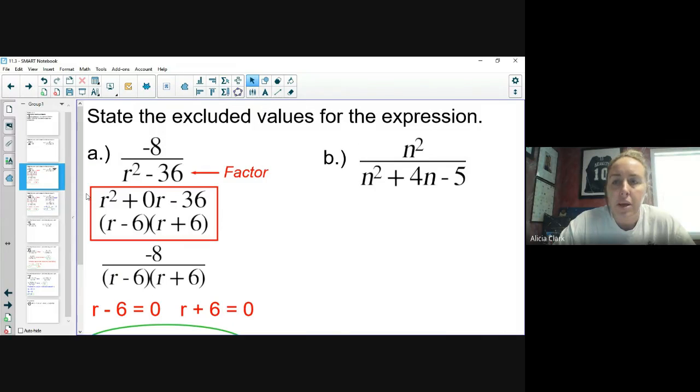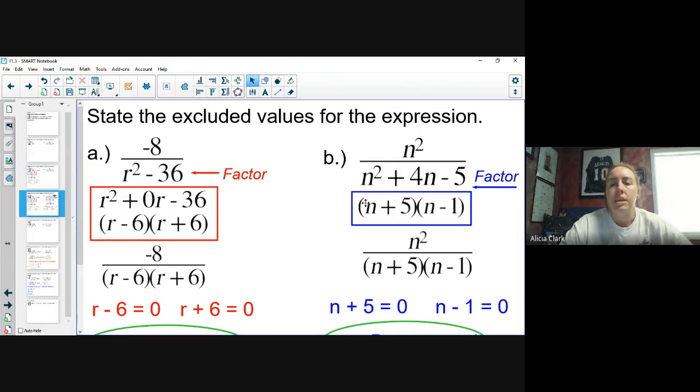Okay. So for example B, you'll notice again that you've got n squared plus 4n minus 5. We need to factor this denominator. So we're asking ourselves, what two numbers can I multiply to get negative 5 that when I add them up gives me 4? So those two numbers would be 5 and negative 1, because if I multiply those, 5 times negative 1, that's negative 5. If I add those, 5 plus negative 1, that's going to give me positive 4.